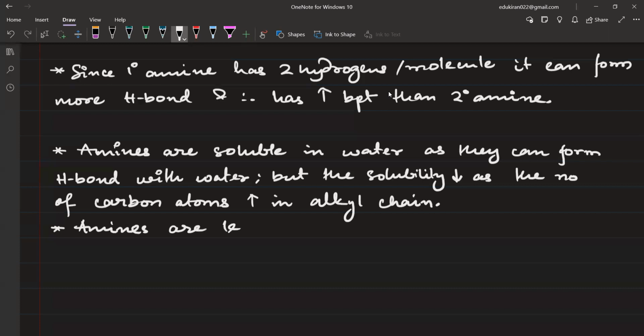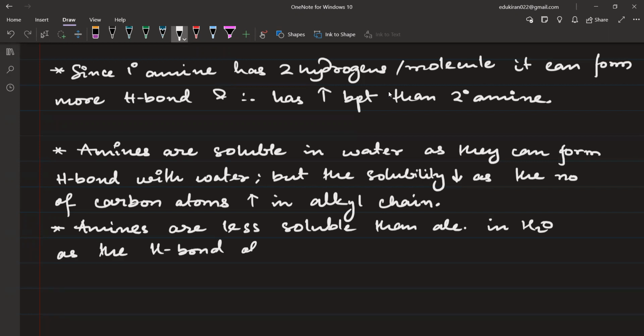Amines are less soluble than alcohol in water, and the hydrogen bond of alcohol and H2O is stronger.